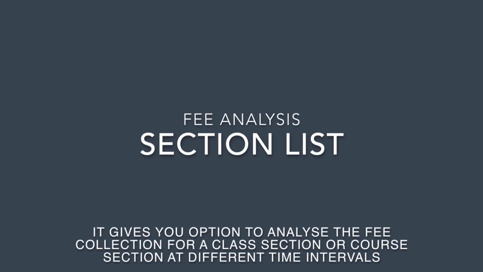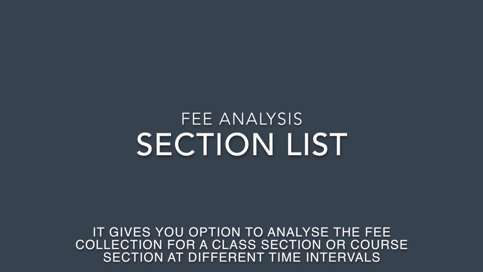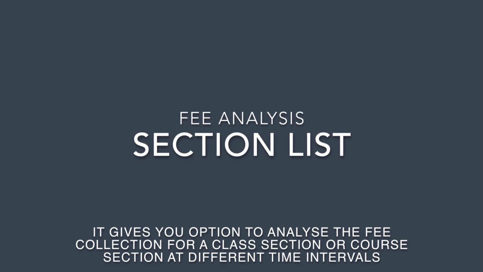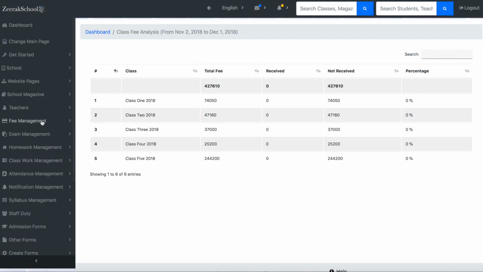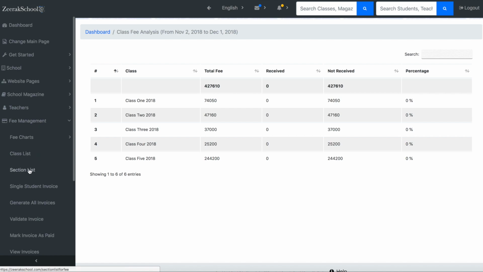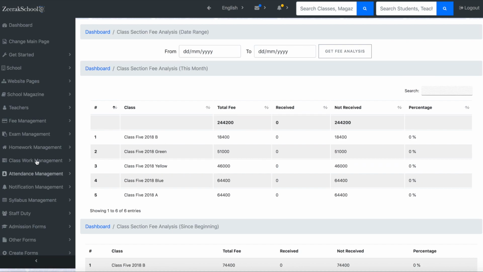The fee collection can be analyzed on the basis of a section of a class or course. When the admin goes to fee management and then section list button, the page for section-wise fee analysis opens. Here, only sections of classes are shown. If a class does not have a section, it will not be shown in this analysis.